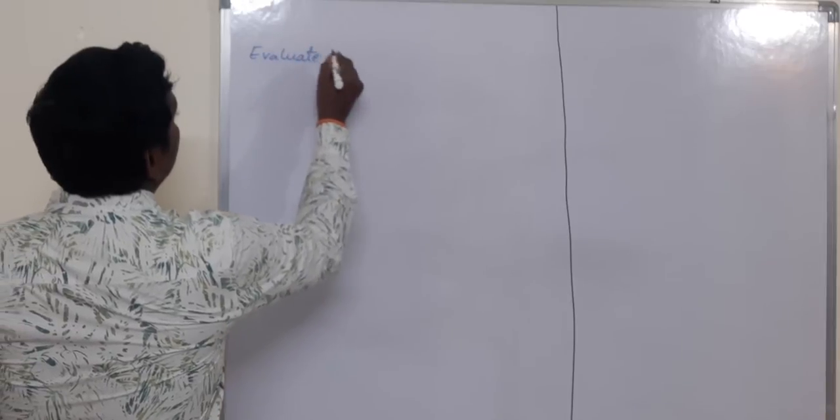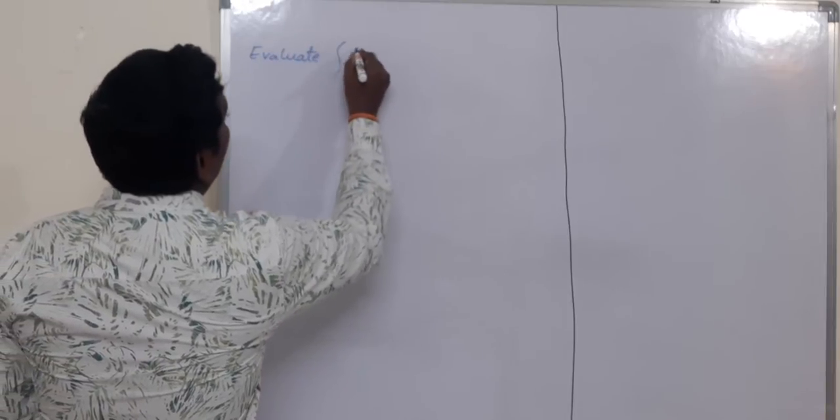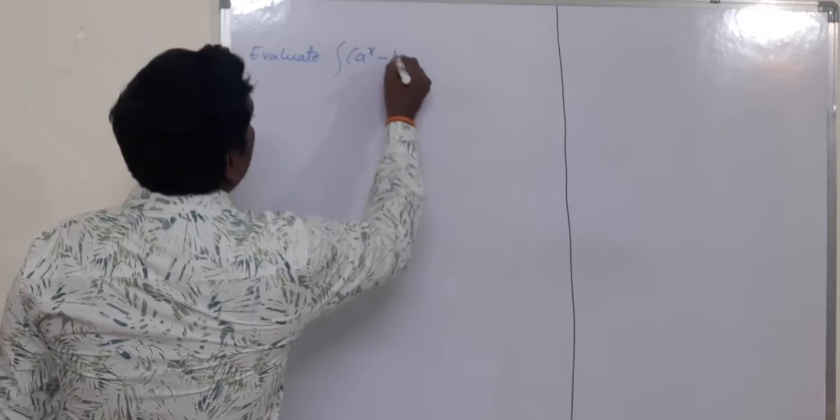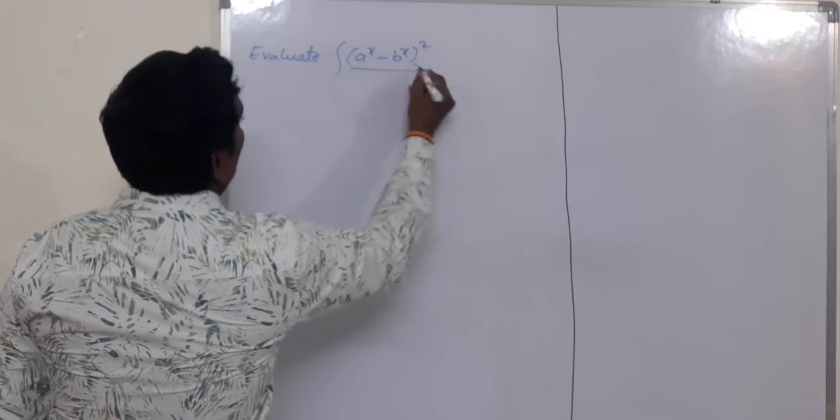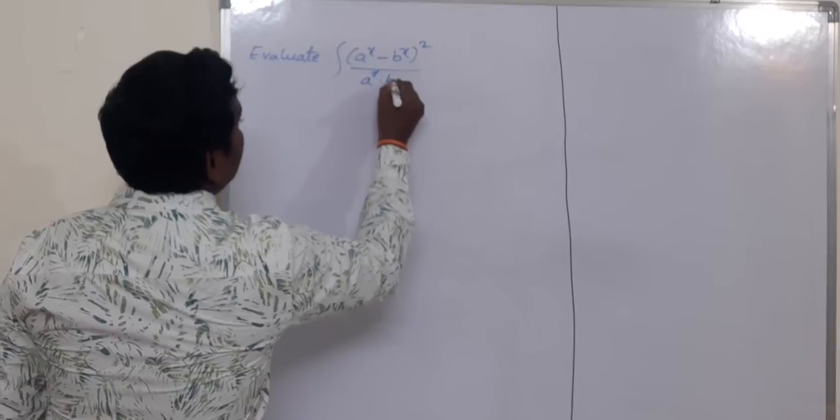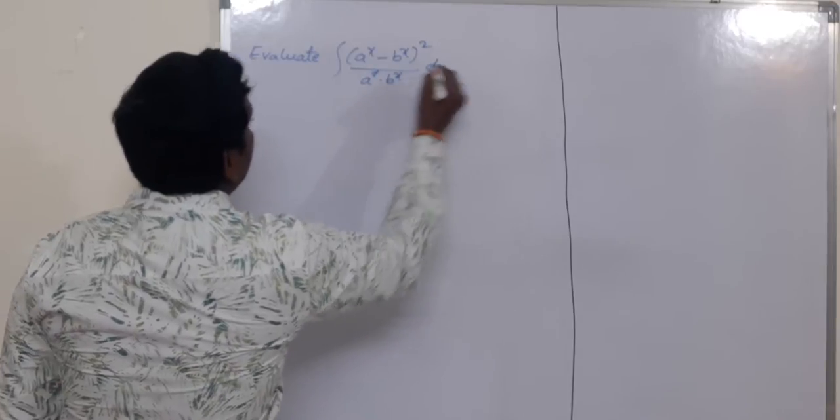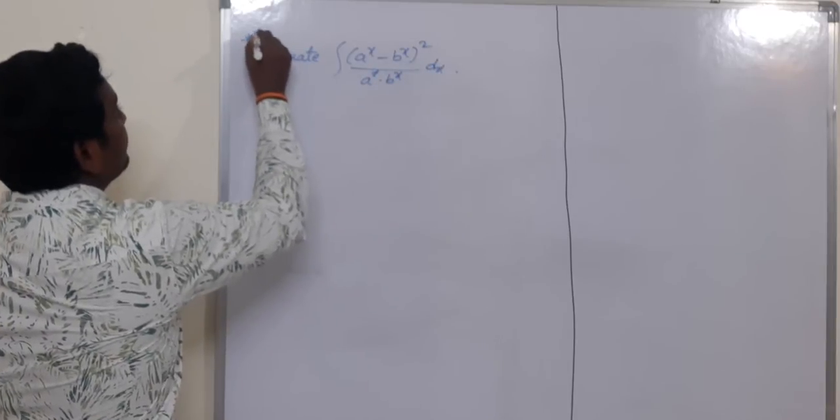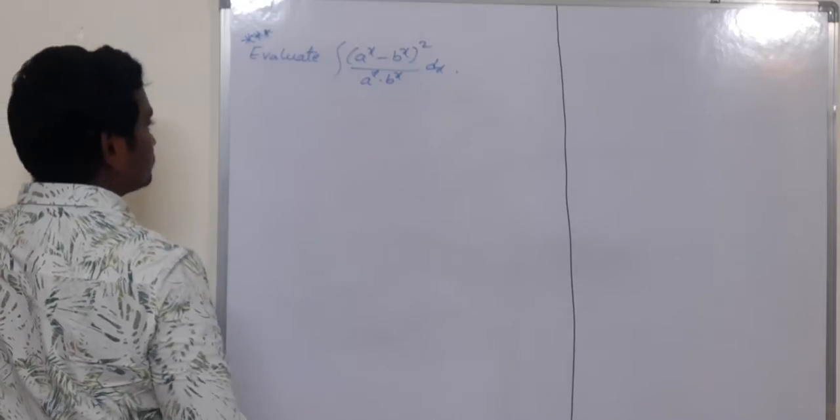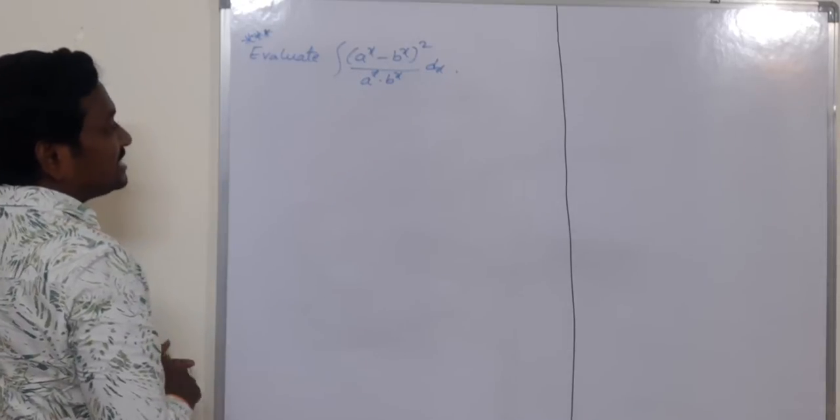Evaluate the integral of (a^x minus b^x) whole square, whole by a^x into b^x, dx. This is a very important problem. First, consider the given problem.